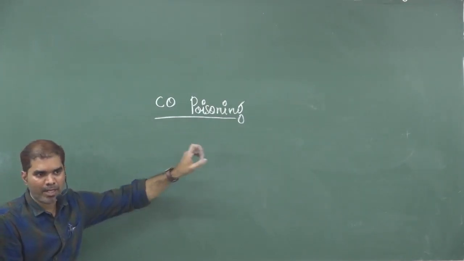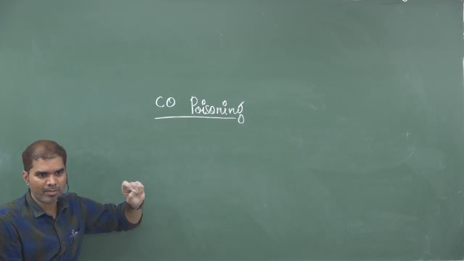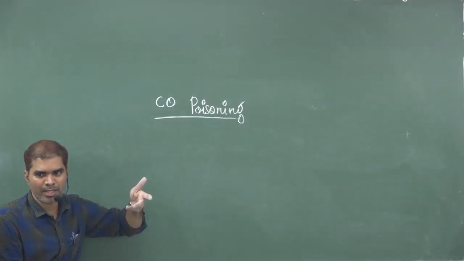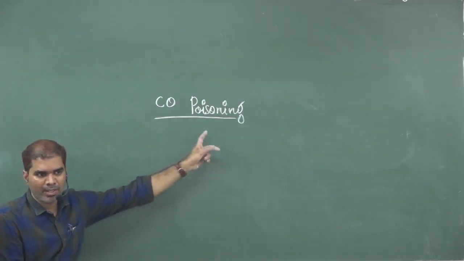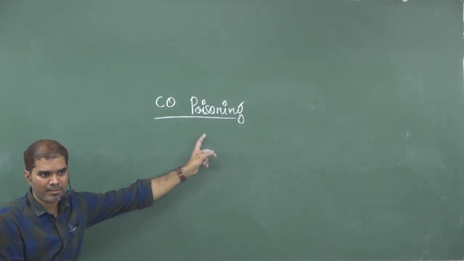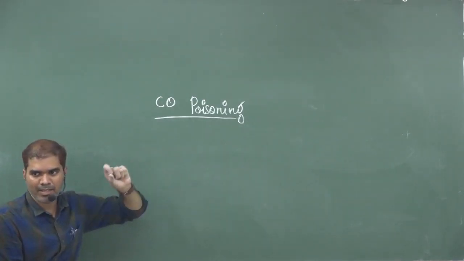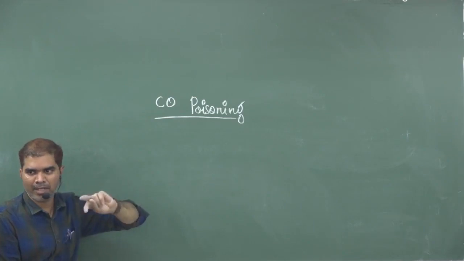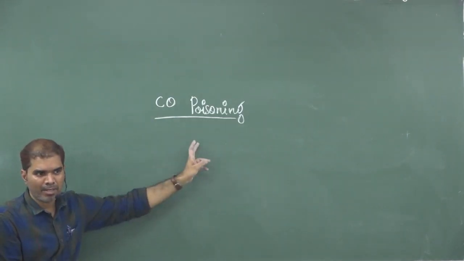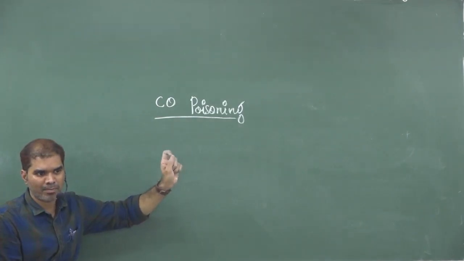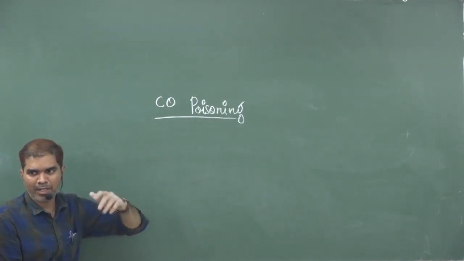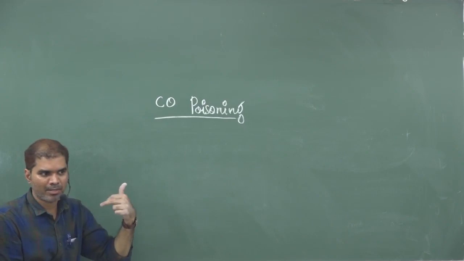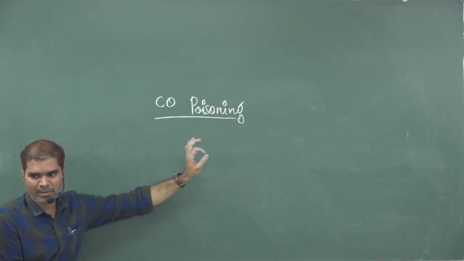Carbon monoxide binding with iron is very, very strong, because carbon monoxide as a ligand is called carbonyl. It is a very strong pi acid. Since it is a very strong pi acid, and iron is a transition metal, the bonding between iron and carbonyl will be very strong. It is almost irreversible. Binding between iron and dioxygen is reversible, but binding between iron and carbonyl is almost irreversible. If I give more oxygen, then it will be reversible. But if the oxygen partial pressure is less, then immediately iron will bind to carbonyl.